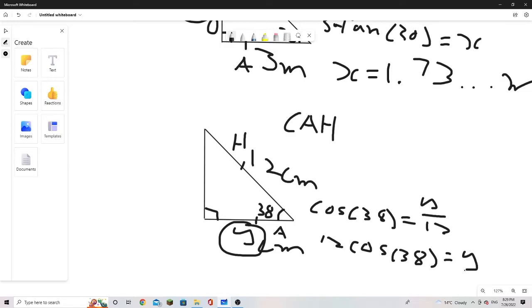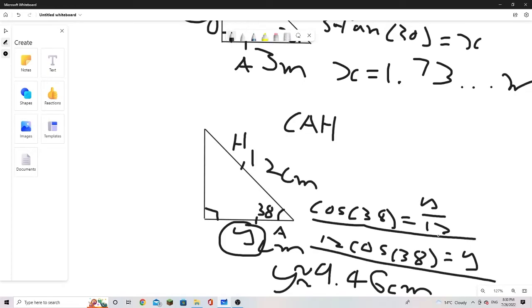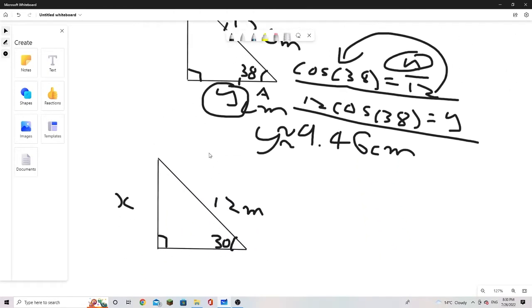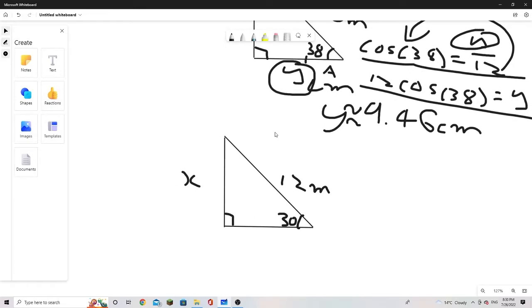Now, plug that into our calculator, and we'll get 12 times cosine of 38, which is 9.46 approximately. And then we need to put the units, centimeters, right? And if you're wondering how we get from this step to this step, we multiply both sides of the equation by 12 to get rid of the fraction, and just to find out what y equals. Now, we're going to attempt one more question. If you're feeling confident, pause the video and give it a try yourself.